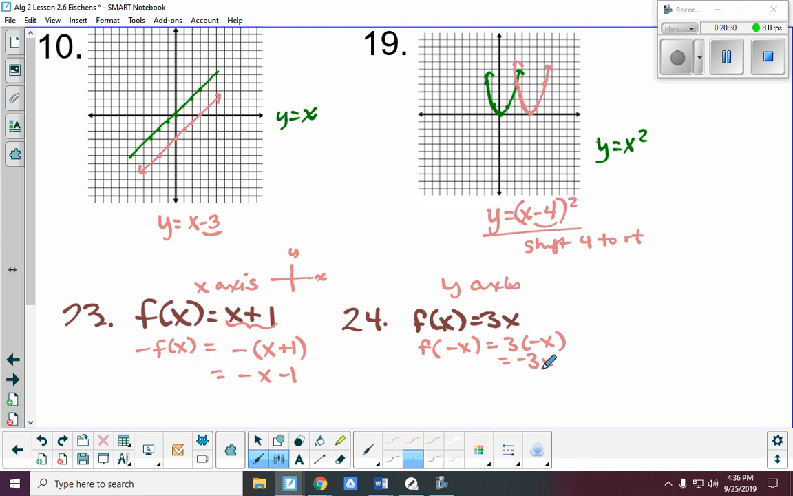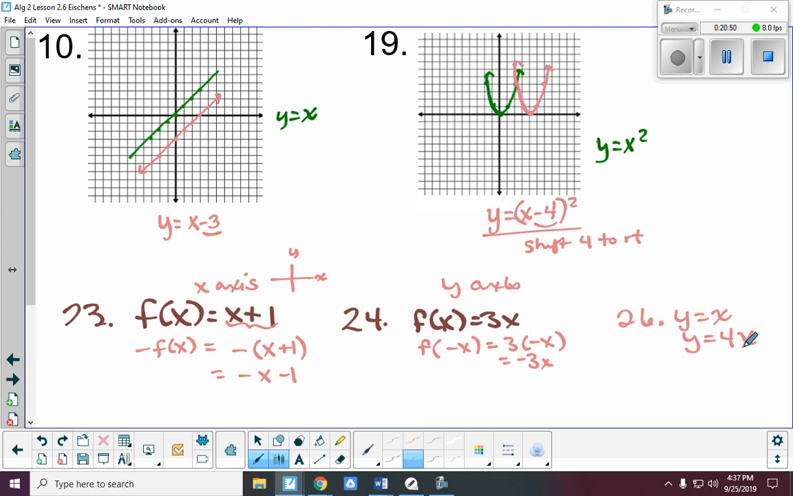Number 26 says a vertical stretch by a factor of 4. It was y equals x was your original. A stretch just means multiply, so that would be y equals 4x.